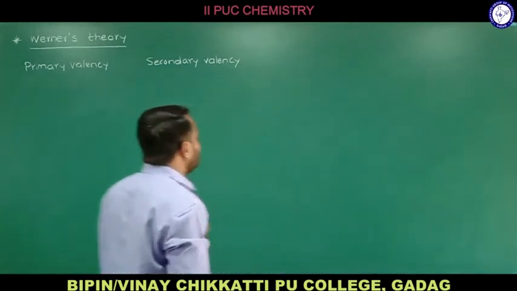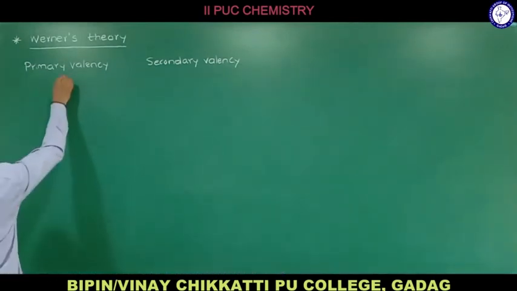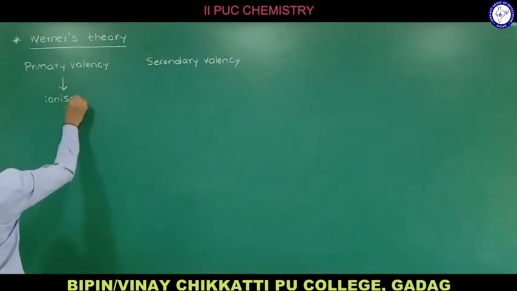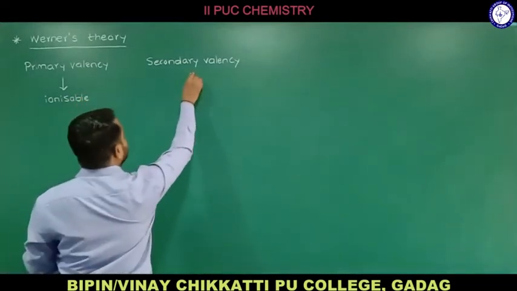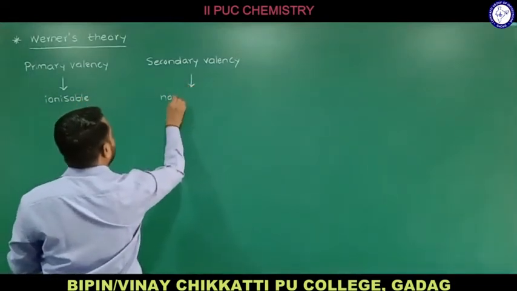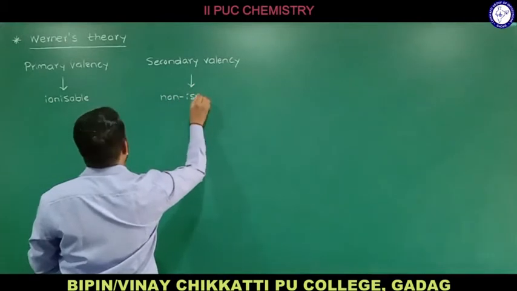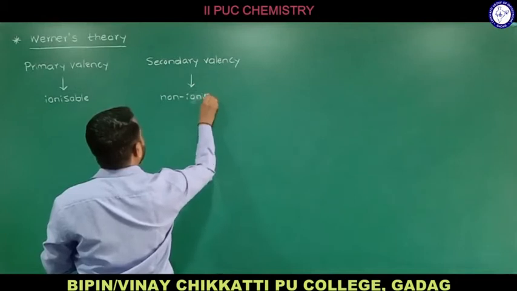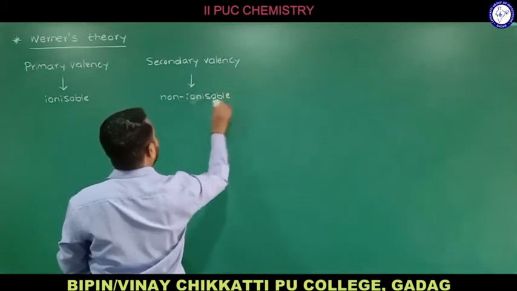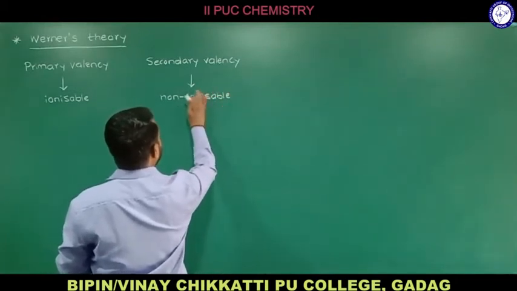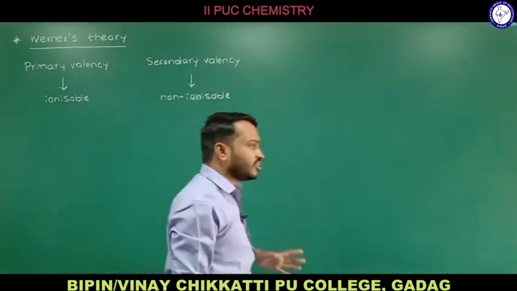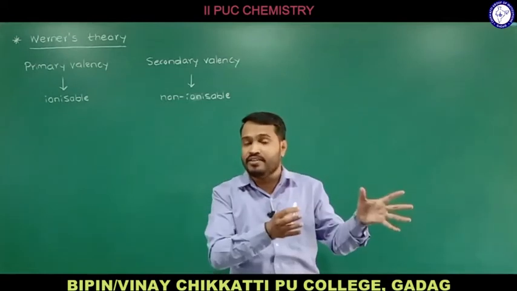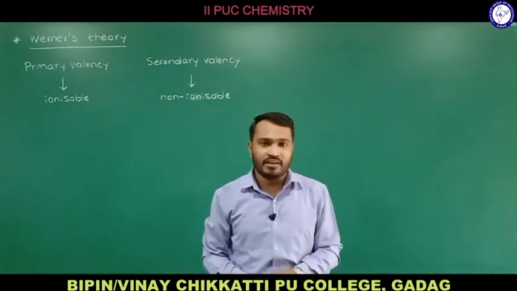The first very important property, let me write that: primary valencies are ionizable, whereas the secondary valencies are non-ionizable. So it is a very important point to identify which one is secondary valency and which one is primary valency in coordination compounds. Remember that primary valency is ionizable, whereas secondary valency is non-ionizable.